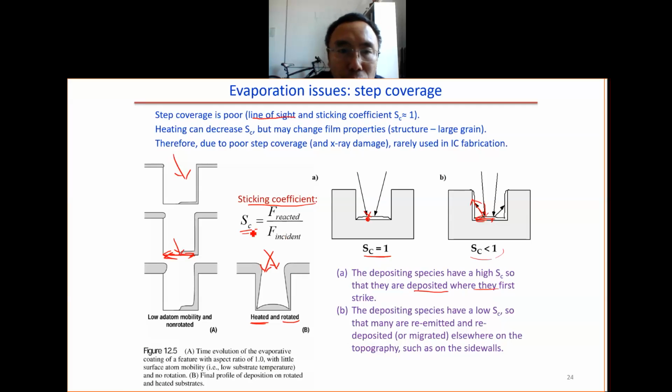So we will use the same concept when we do the etching process. For the etching, we also have sticking coefficient. For example, if this one is the atomic fluorine, then we also have the sticking coefficient issue.